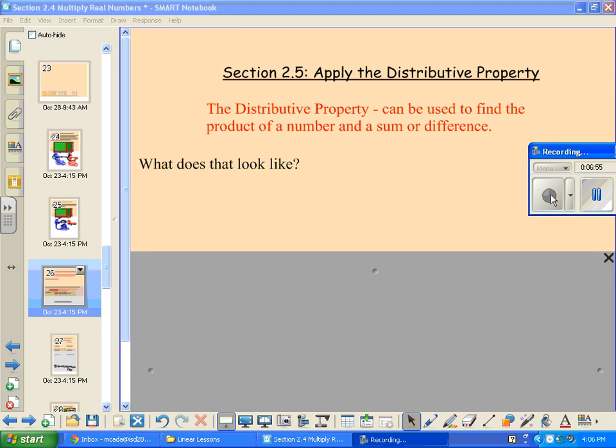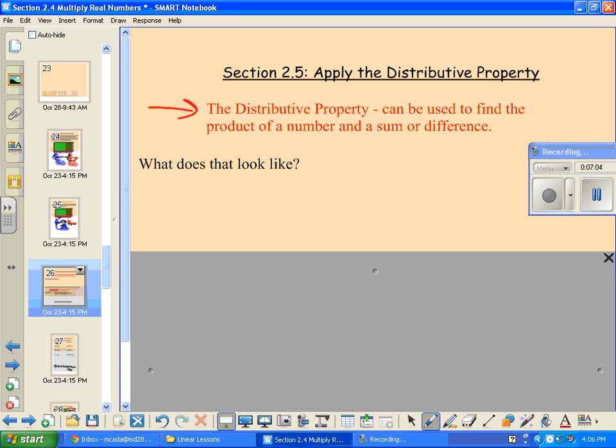So I've explained it now with the pictures, again, the idea behind the distributive property. If there's something to copy down, this isn't exactly a definition, but maybe just something to write down about the distributive property. What does it do? Well, it can be used to find the product of a number and a sum or difference. Again, it's where we're taking something multiplied by something in parentheses where we're adding or subtracting.